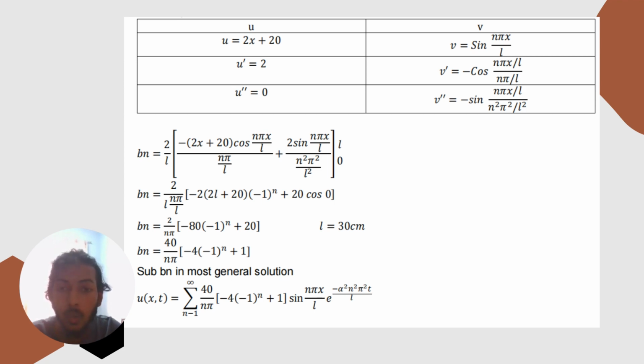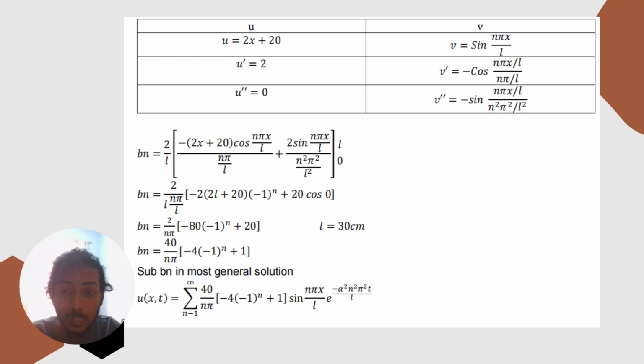And then we know that the value of L is 30. So when we substitute 30, we get that bn is equal to 40 over n pi in bracket negative 4 times negative 1 power n plus 1. After that, we can substitute bn in the most general solution.